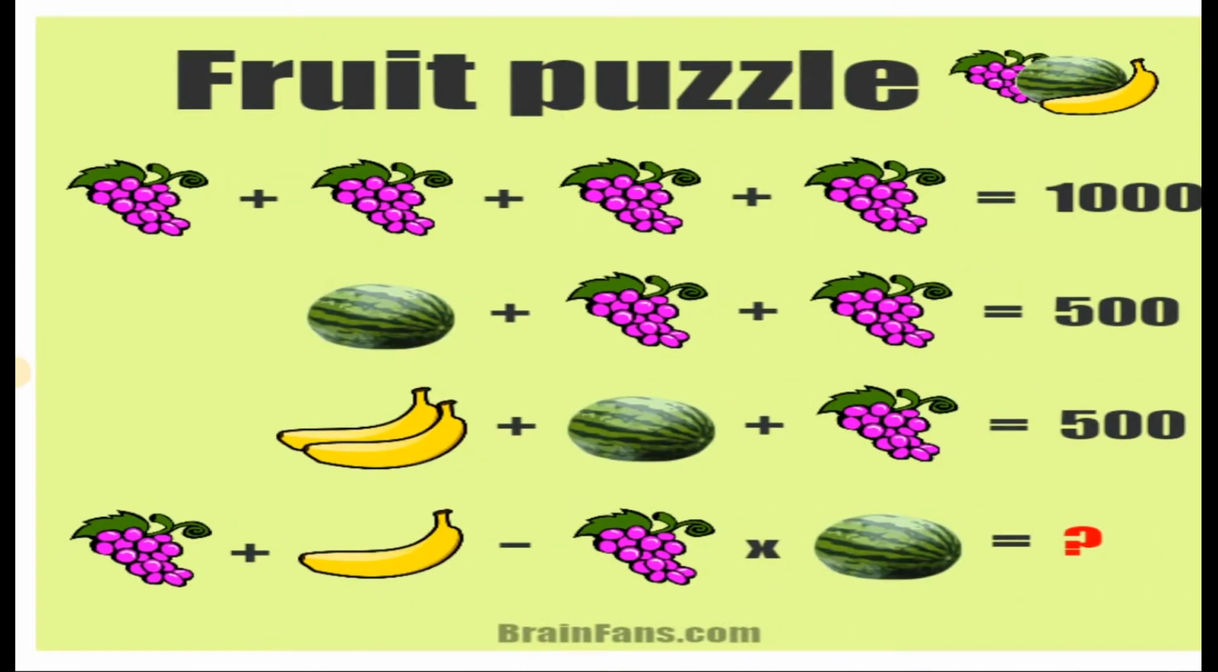It is only based on three fruits, that is watermelon, banana and grapes, and they are asking to find the value of the last one. It is also purely based on your arithmetic operators. Now we are going to solve these puzzles.